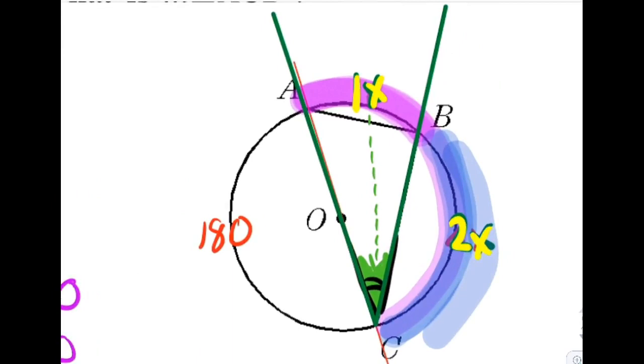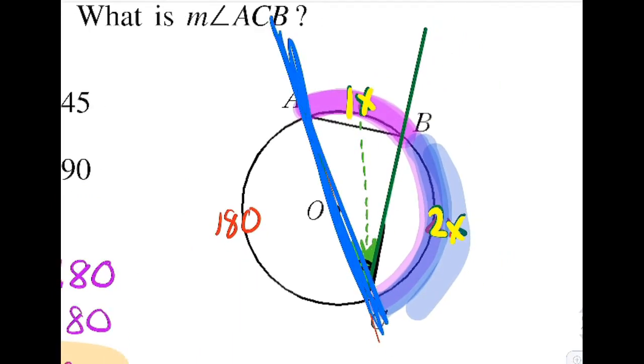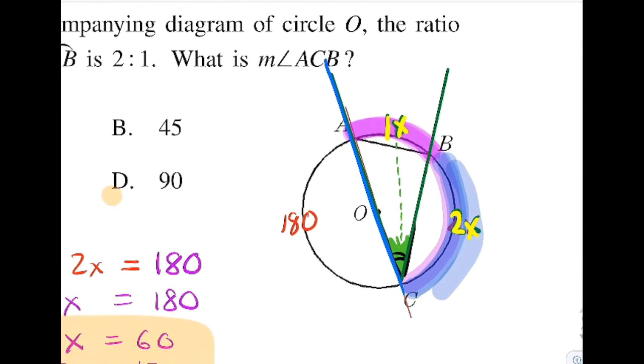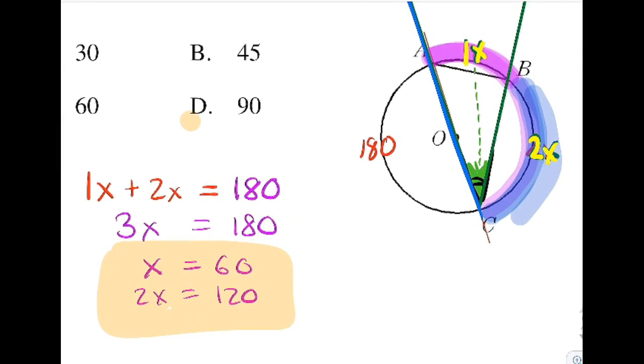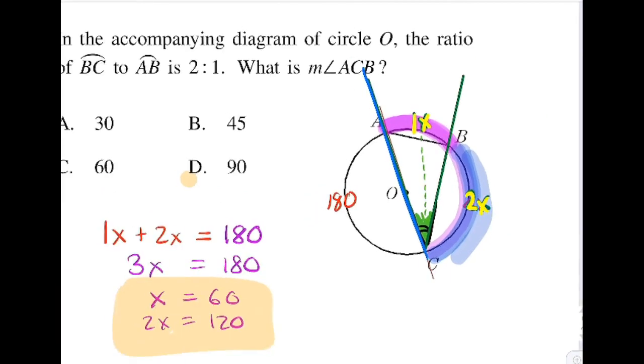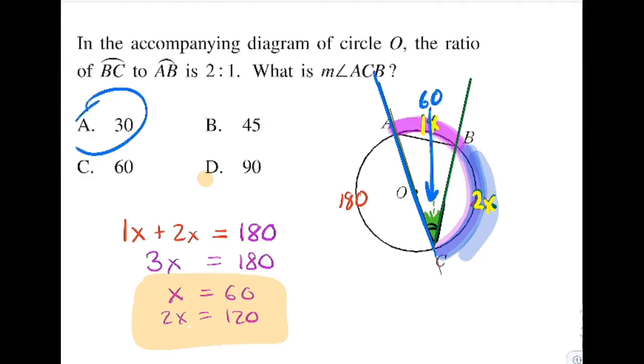Number 5, we talked about this in class. That's the diameter. So half the circle is made up of a 2-to-1 ratio, 2x, 1x. 2x plus 1x equals 180. Solve that and you get x equals 60, which means 2x equals 120. The measure of angle ACB is this angle right here. If this is 60, then that is 30.